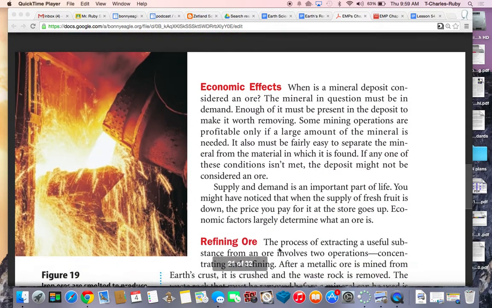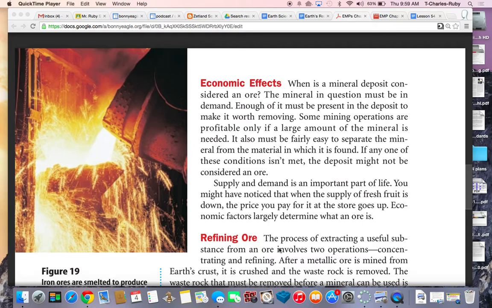Economic effects. When is a mineral deposit considered ore? My goodness, we're both having a hard time reading today. Yep. When is a mineral deposit considered an ore?